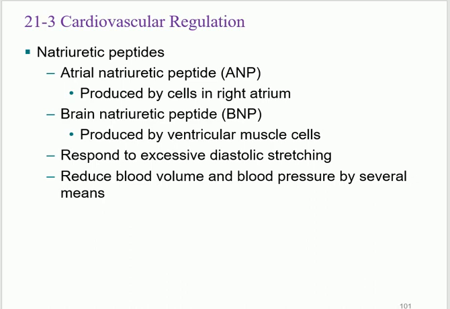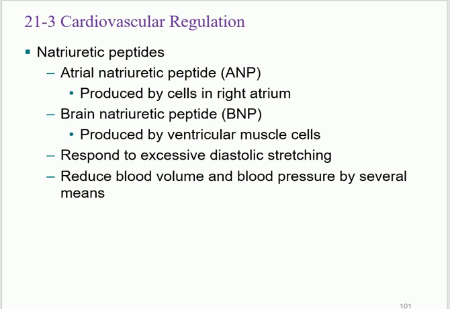What follows? Chloride first. Now we have salt in the urine, right? What follows? Water. And what happens to the blood volume? Increase or decrease? Decrease. Blood pressure? Decrease. So what's the effect of those two natriuretic peptides? Decrease blood pressure.